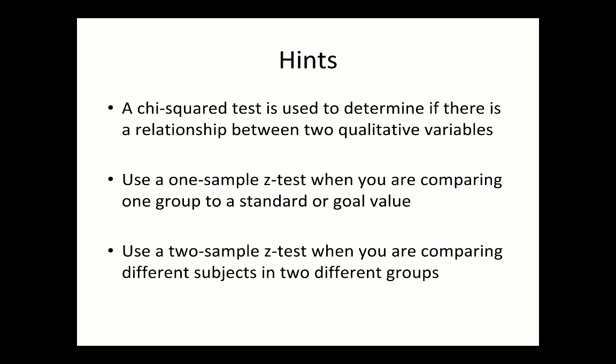One of the main things I want you to know is when you should use a particular statistical procedure. Therefore, I'm going to offer you some hints when you need to choose which statistical test to use for analyzing categorical variables. A chi-squared test is used to determine if there is a relationship between two qualitative variables. A one-sample z-test is used when you're comparing one group of proportions to a standard or goal proportion. A two-sample z-test is used when you're comparing proportions between two different subjects in two different groups.